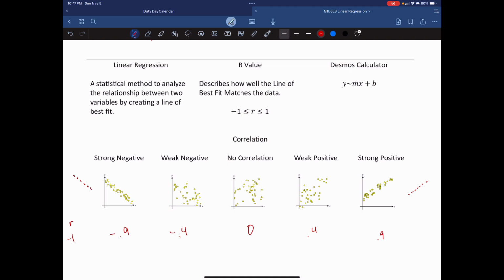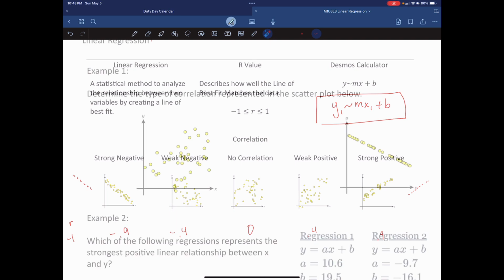How I want you to write it in Desmos is actually this. So instead of y, you're going to write y1 tilde m x1 plus b. Okay, so make sure you write this into your notes, and this number is going to depend on the table, and you'll see that when we get to Desmos.